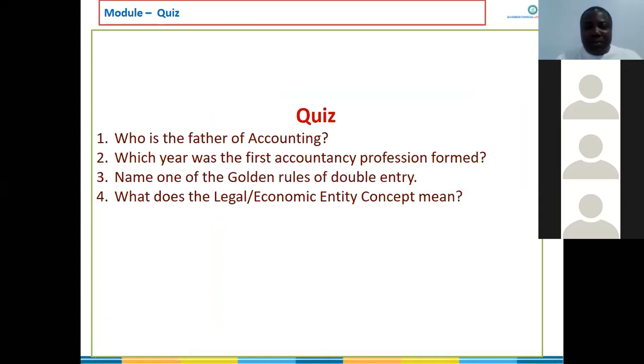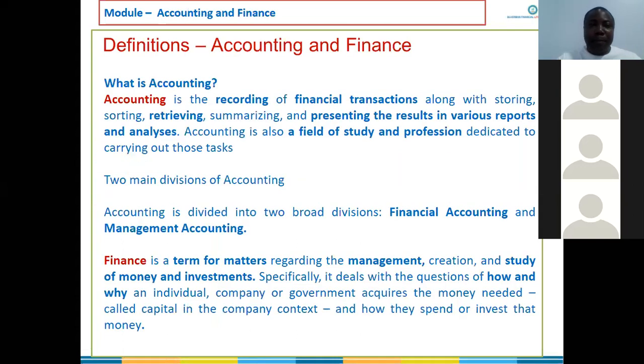Okay, this is where we just finished the quiz about the fundamentals. We looked at the fundamental aspect, and then we looked at the accounting concepts, and now we will proceed to the next stage. We are now coming to the accounting and finance. Are we all set?